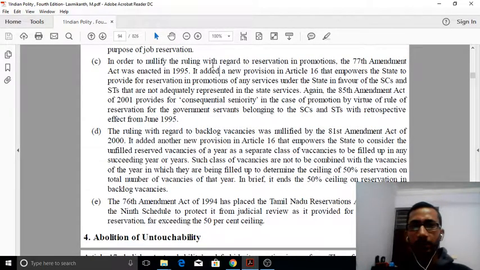In order to nullify the ruling with regard to reservation in promotions, the 77th Amendment Act was enacted in 1995, right? It added a new provision in Article 16 that empowers the state to provide for reservation in promotion in any services under the state in favor of scheduled castes and scheduled tribes that are not adequately represented in state services. Then the 85th Amendment Act of 2001 provides consequential seniority in case of promotion by virtue of the rule of reservation for government servants belonging to scheduled castes and scheduled tribes, with retrospective effect from June 1995.